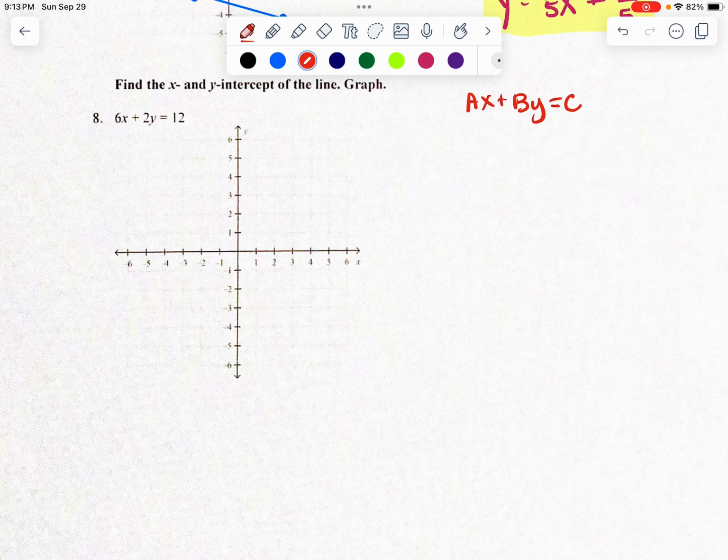I did ask specifically for you to find the x and y intercept and to graph, so I'm going to be looking for both answers to the question.